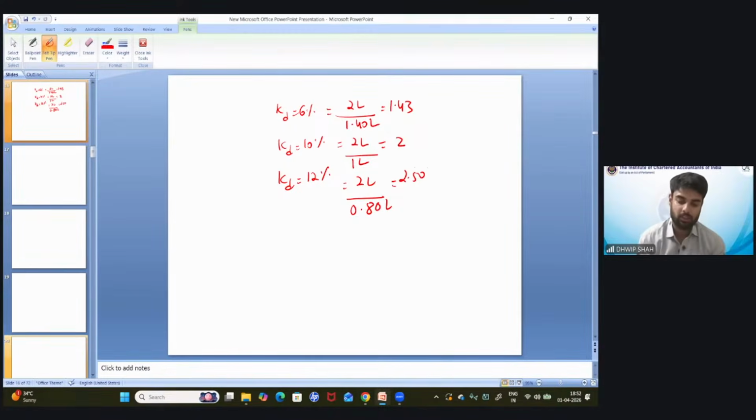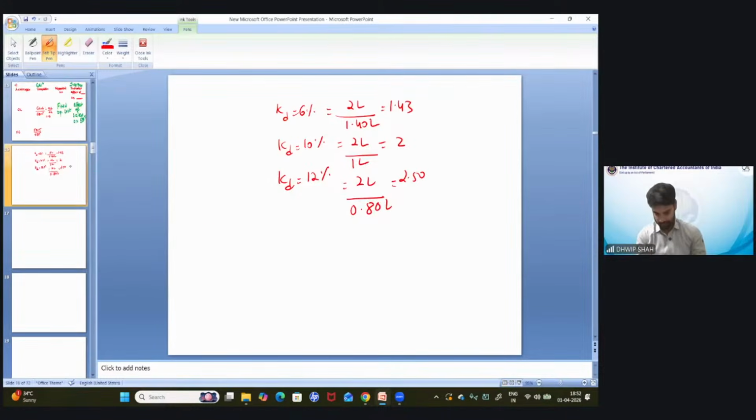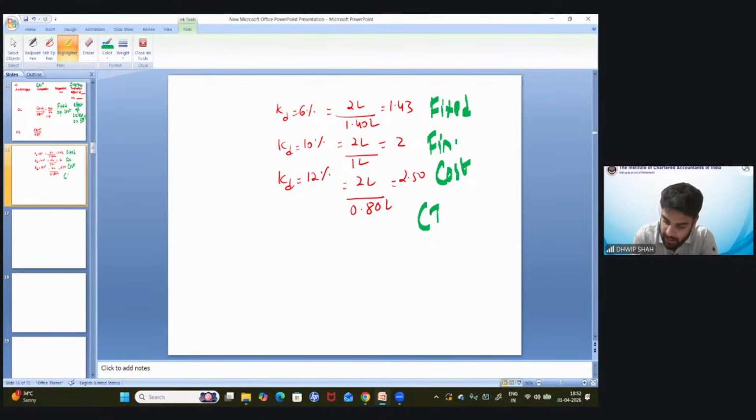Understood everyone? So this is computation. Next क्या पूछा है? Dependent on. Can I say financial leverage is dependent on fixed financial cost? Are you getting it? जैसे operating leverage is dependent on fixed operating cost, financial leverage is dependent on fixed financial cost. और इस केस में specifically बात करें तो it is dependent only on interest because there is no preference dividend. Understood?